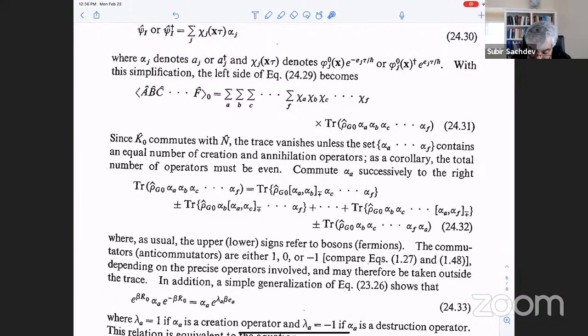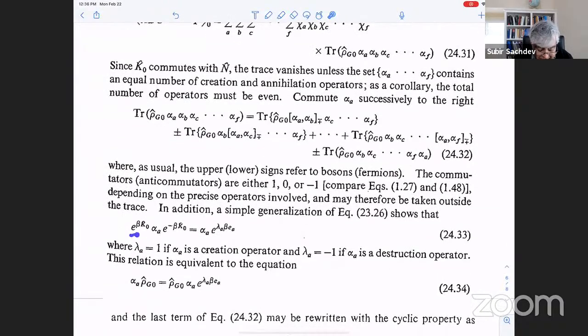Okay, but now you use the cyclic property of the trace. You take the alpha A and put it over here on the left, and then take it through the rho G0. And when you do that, you can use this identity. This is just like the imaginary time evolution of an operator of a harmonic oscillator. So when you evolve alpha A with time beta, you just get alpha A times beta times the energy of that operator. And I guess lambda A is one if it's creation and minus one if it's annihilation. So this is just a statement that A dagger has e to the I omega t for a harmonic oscillator, and A has e to the minus I omega t. So this is the time evolution of a harmonic oscillator operator for bosons, and for fermions the rule is the same. You get just alpha A times beta times the energy EA.